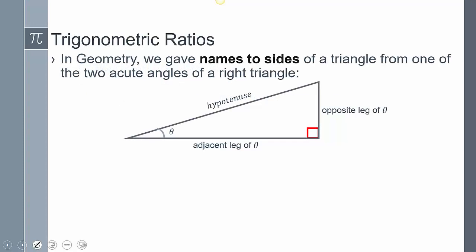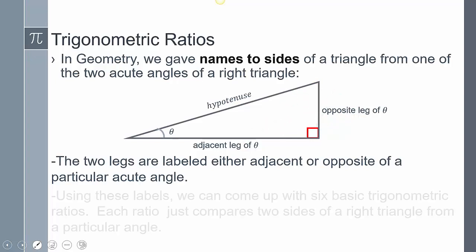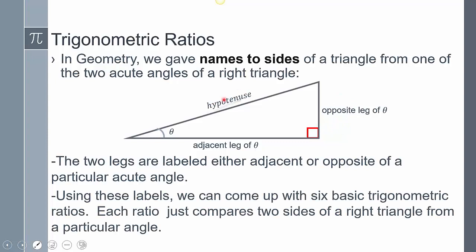Now in geometry, we gave names to the sides of a triangle from one of the 2 acute angles of a right triangle. So if I say this is my angle that I'm referencing, we'll say it's angle theta. This is the adjacent leg, this is the opposite leg, and that is the hypotenuse. Depending on what the angle is, those 2 legs will be either the adjacent or the opposite. If I use this angle, then this is the opposite, and this would be the adjacent. And this is always the hypotenuse.